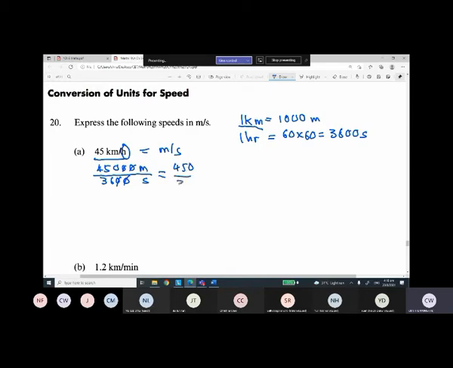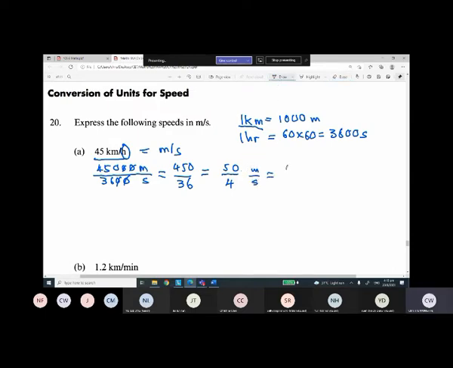You have 450 over 36. Can you reduce to the lowest term, all of you? Help me to reduce to the lowest term. Maybe I divide by 3 first, or divide by 9? Divide by 9. 5 times 9 is 45, 4 times 9 is 36. So it is still meters per second.